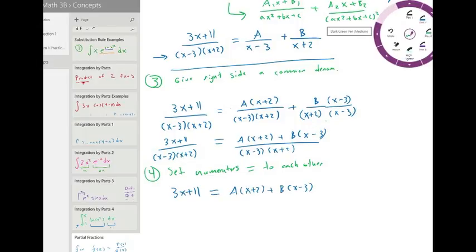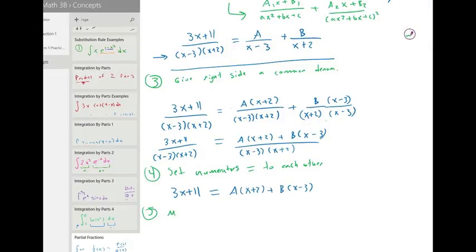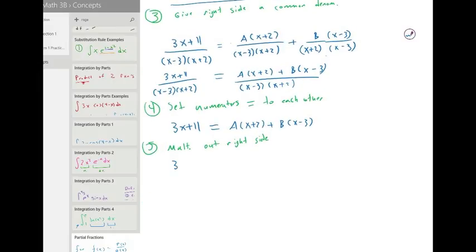And now, next step, multiply out the right hand side. So we want to distribute this A across. So Ax + 2A + Bx - 3B.